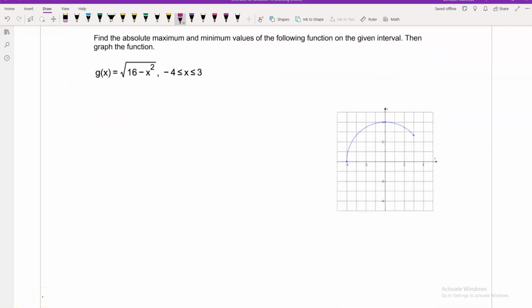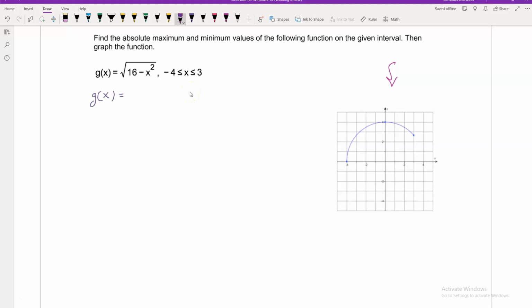Find the absolute maximum and minimum values of the following function on the given interval, then graph the function. g of x is the square root of 16 minus x squared. x is between -4 and +3 inclusive. So first I'm going to find critical points. And here endpoints are -4 and +3. The next step is evaluating our function based on what we have for critical points and endpoints. Here we have this graph based on what we're going to have for the absolute maximum and minimum.